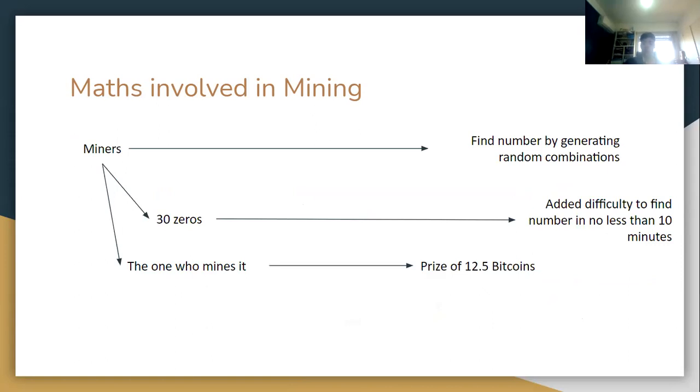So miners do use this algorithm and find numbers by generating random combinations. The 30 zeros, as you know, is an added difficulty to find the number in no less than 10 minutes. And the one who mines it, to conclude, gets a prize of 12.5 Bitcoins.